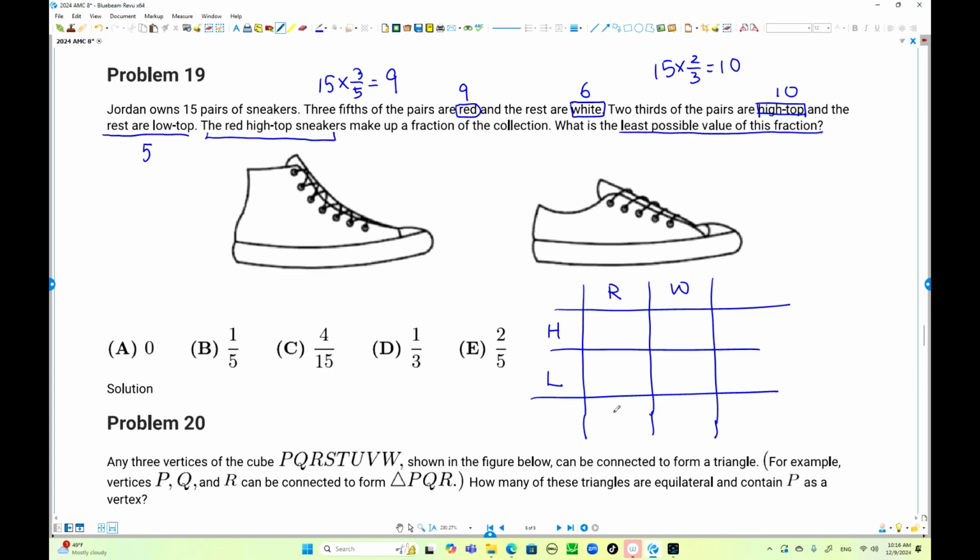Red is all together, right? That is 9, including high top and low top. And the white is 6. High top all together is 10. And the low top is 5, right? Altogether is 15. But we're going to find this fraction over here.